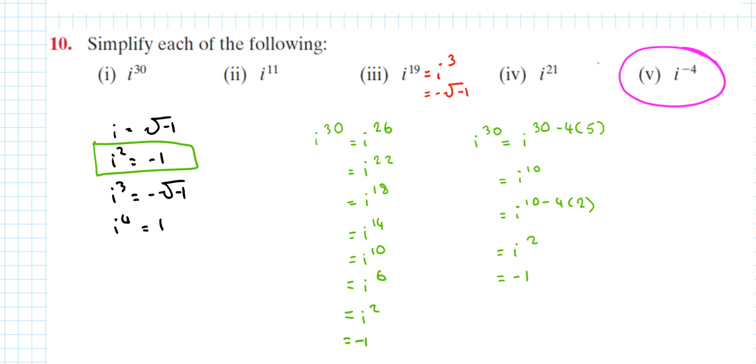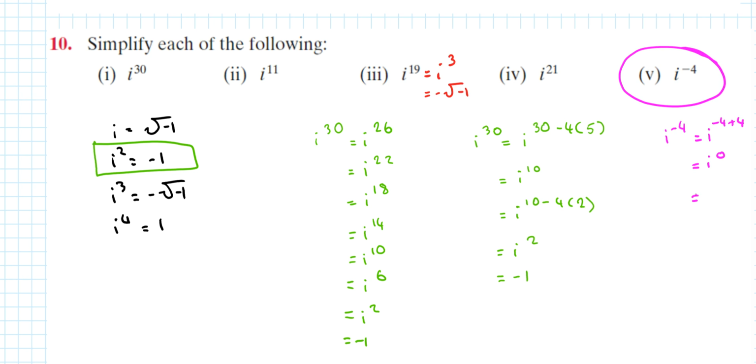But this one? Well, if it's the same as subtracting 4, surely it's the same as adding 4. So i to the power of minus 4 is equal to i to the power of minus 4 plus 4, which is i to the power of 0.